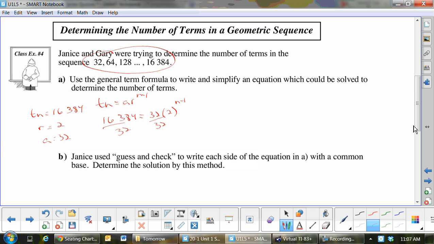Just makes it a little bit more manageable. So I will get 512, right? Equals 2 to the n minus 1. Okay? Now, I'm just going to write this down. 512 equals 2 to the n minus 1. How am I supposed to find n?